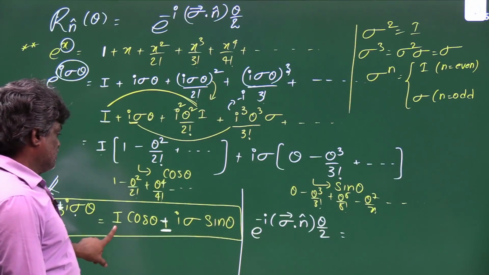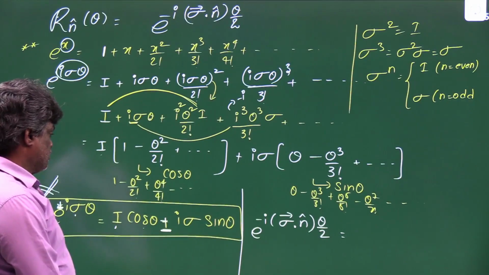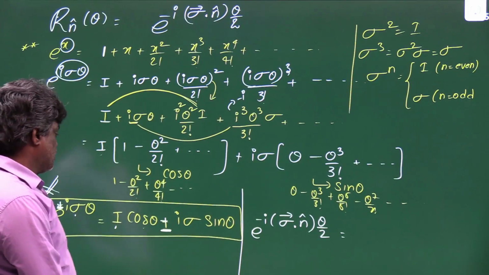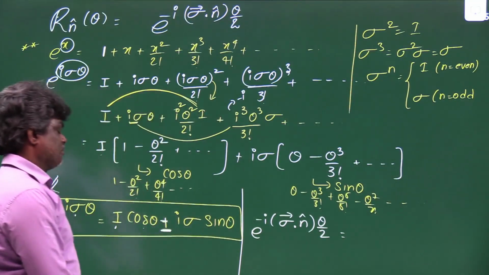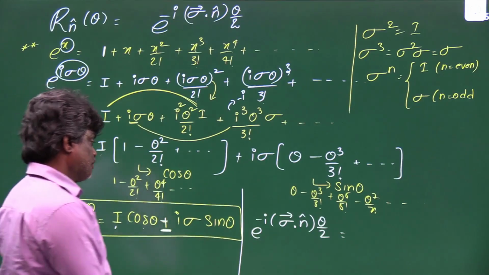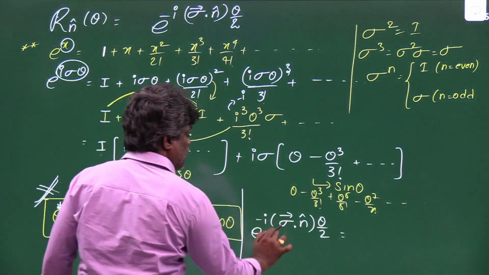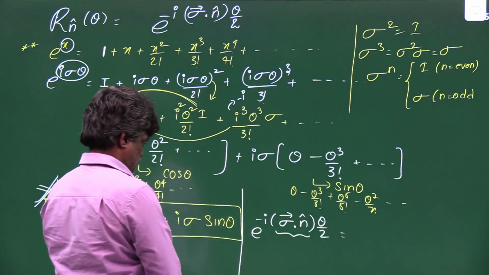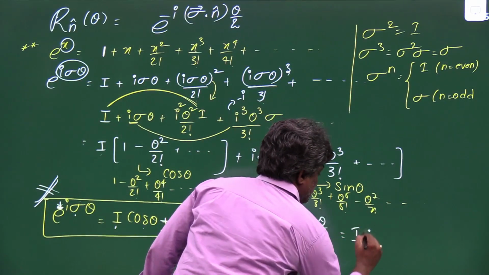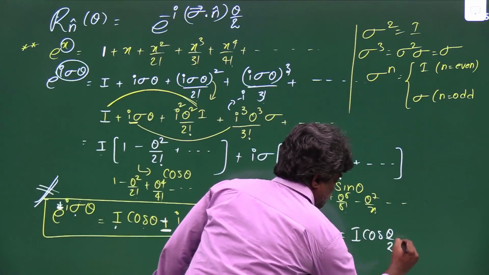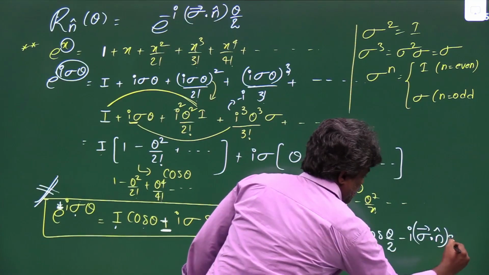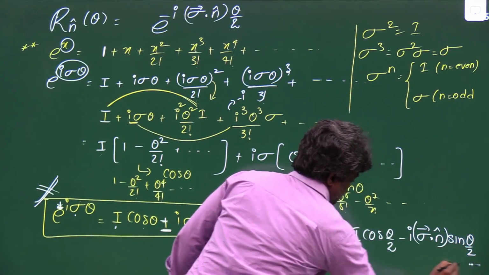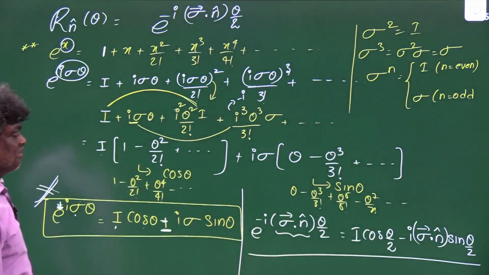So I cos theta by 2 plus minus I sigma sin theta by 2. In the place of sigma, we have this, sigma bar dot n cap. That's it. Capital I cos theta by 2 minus iota sigma bar dot n cap sin theta by 2. Okay, sir?